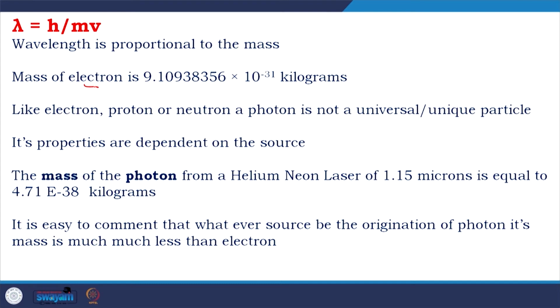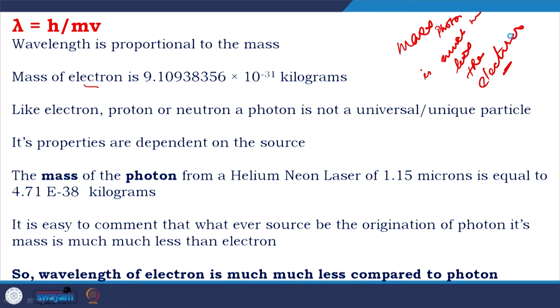So, different sources talk about different mass of the photon, but the mass of the photon is much less than the electron. Okay, that is established. So, the wavelength of the electron is much less compared to the photon. You could see from here, if mass is inversely proportional, so is lambda.